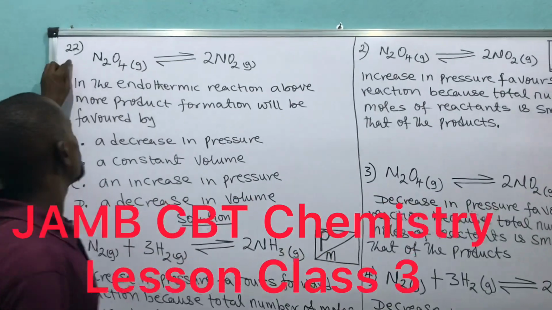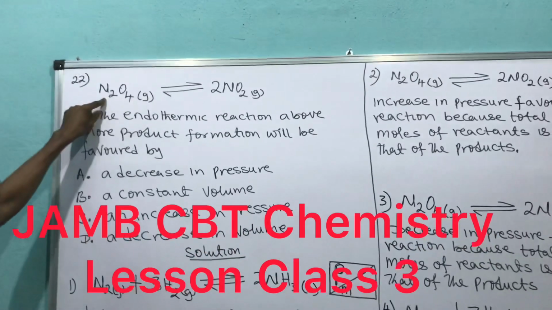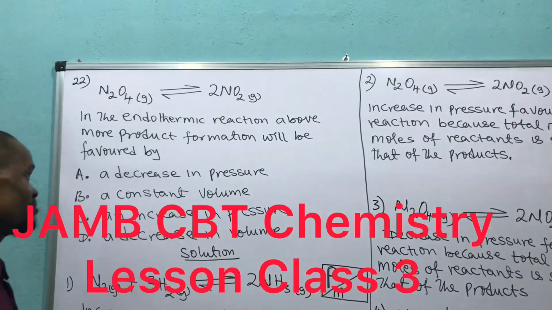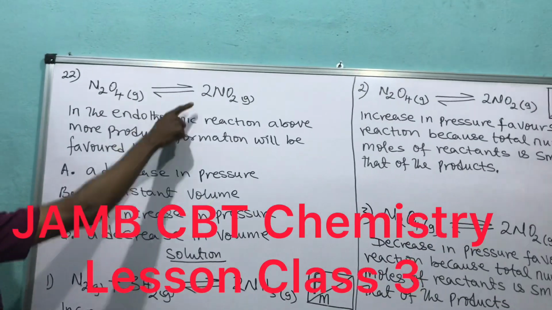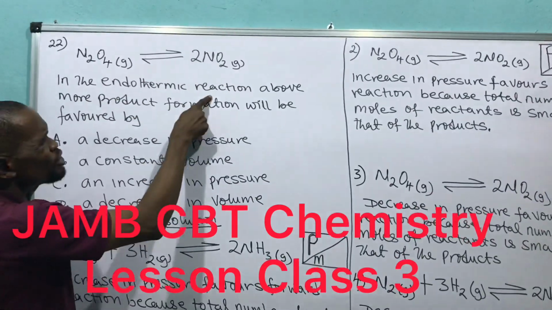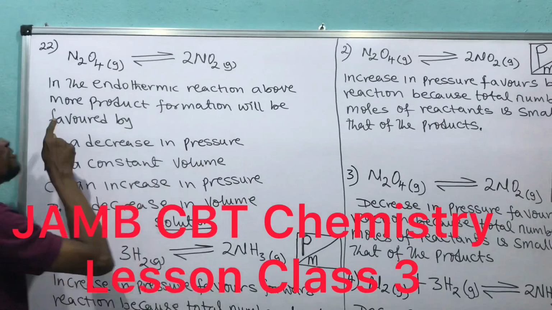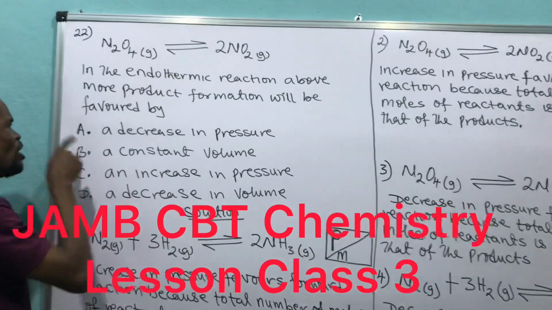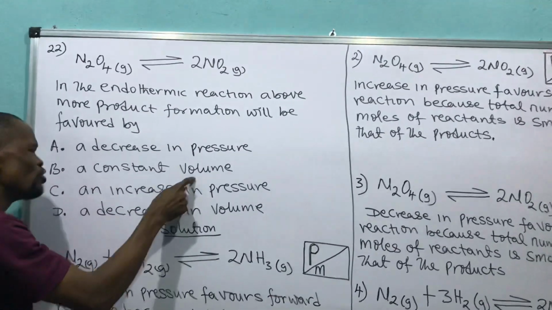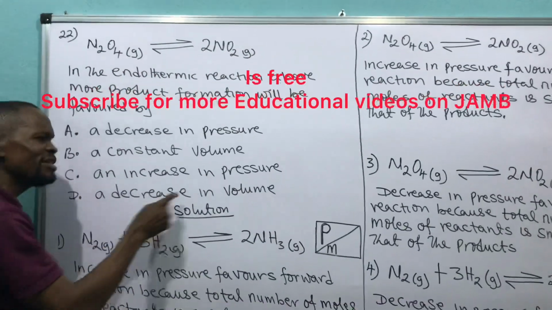Yeah, that's question number 22. Question number 20 said nitrogen tetroxide in equilibrium with itself. They said in the endothermic reaction above, more product formation will be favored by the option A said a decrease in pressure, B a constant volume, C an increase in pressure, D a decrease in volume.